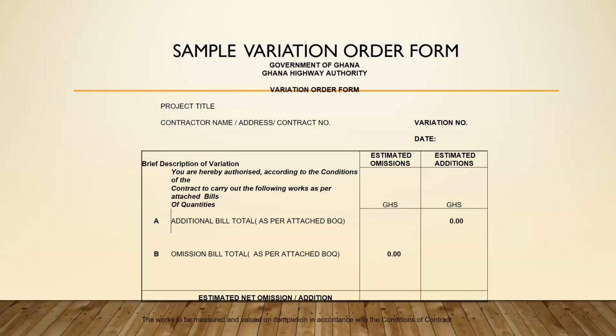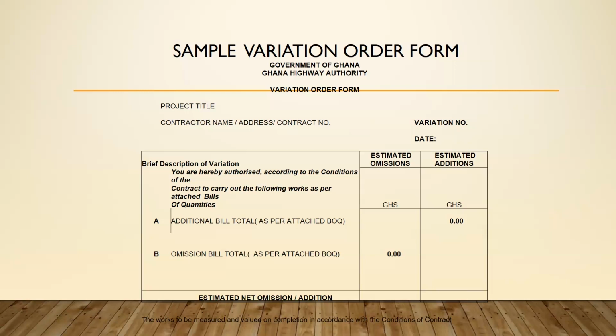So I have here a sample of the variation order form that we use in Ghana Highway Authority. Every variation order form is supposed to have the project title and the name of the contractor, the address, the particulars of the contractor, as well as the contract number. And also, you need to indicate the variation number on that particular project or contract under consideration, and then the date that the variation order is being issued.